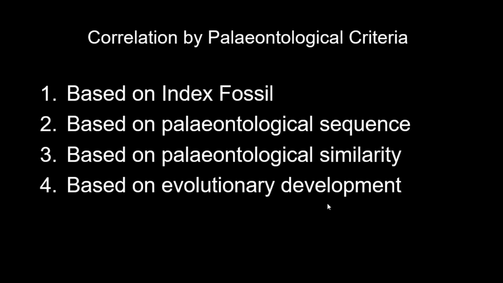And the last one is that they are represented by abundant specimens, something like trilobites, graptolites. So all these properties should be there for considering a fossil as an index fossil. So the correlation by index fossil is the simplest method of correlation by the paleontologic criteria.